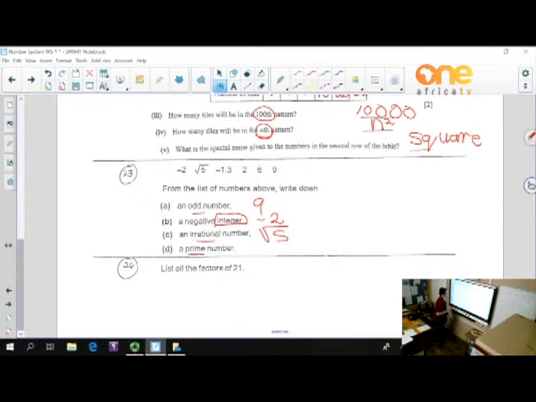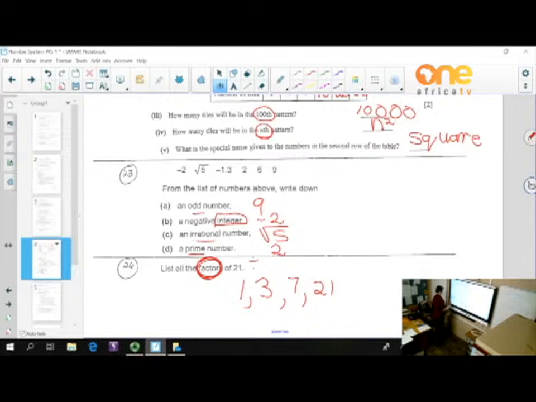And here they're asking us a prime number again. If we look there, the only prime number is 2. The prime number is 2. Here, list all the factors. Factors is something small that I divide. So it is numbers that can divide into 21. So it will be 1 and 21. I start there with 1. 21 divide by 1. 21 divide by 2. No, that's impossible. 21 divide by 3. How many times? 7. And there is then my list of factors of this one.